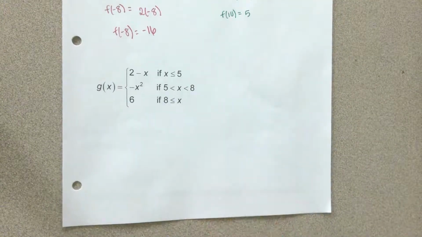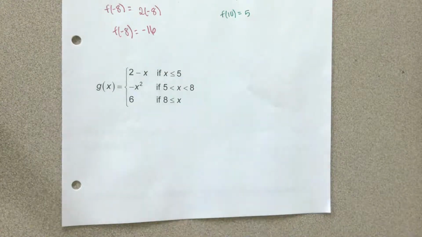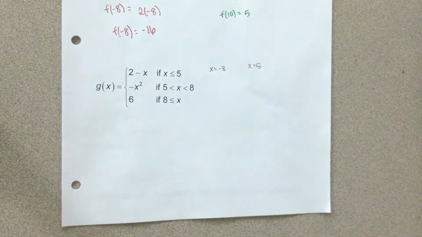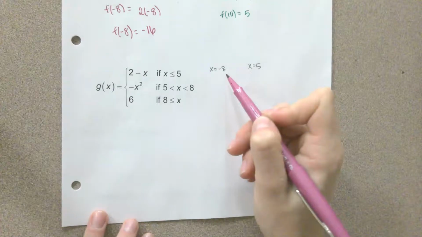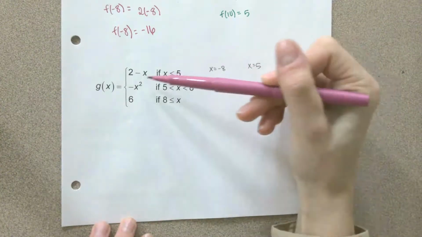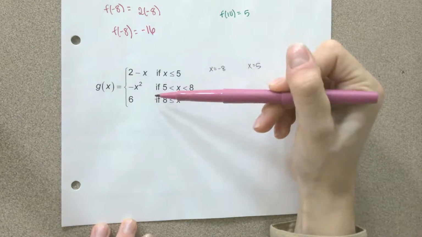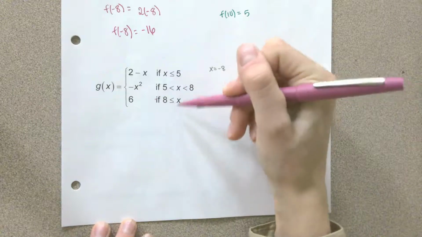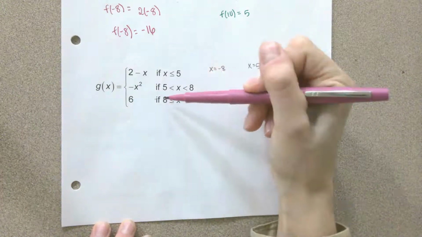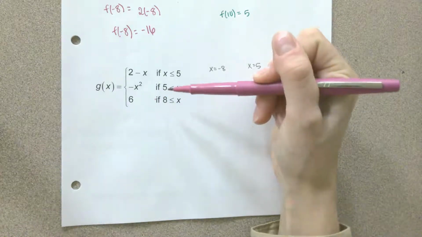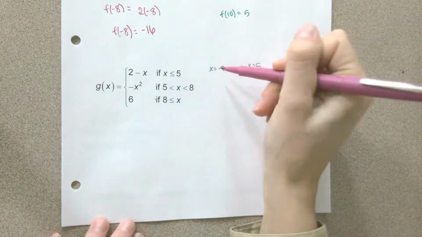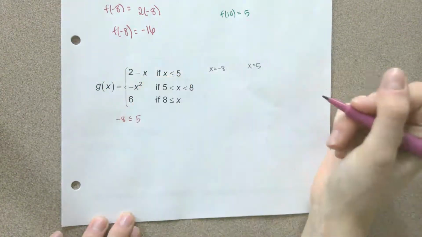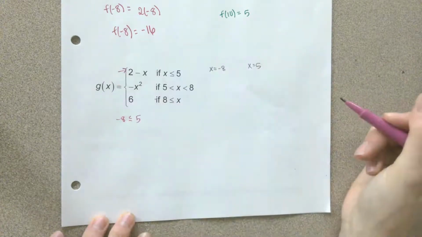For this one, we have 3 pieces now. And we're going to use the same numbers, x equal -8 and x equal 5. So for x equal -8, we have to look and see, okay, we're going to use this if x is less than or equal to 5. We're going to use this if x is in between 5 and 8, so 6 or 7. And we're going to use 6 if x is greater than or equal to 8. So looking at x equaling -8, -8 is less than or equal to 5 for sure. It's less than 5, so we're going to use this function.